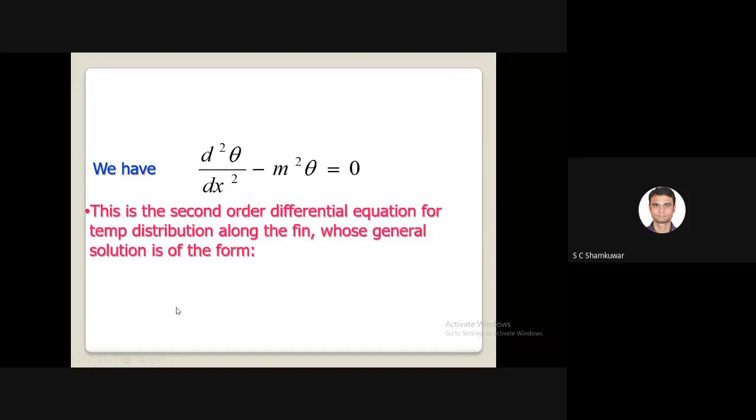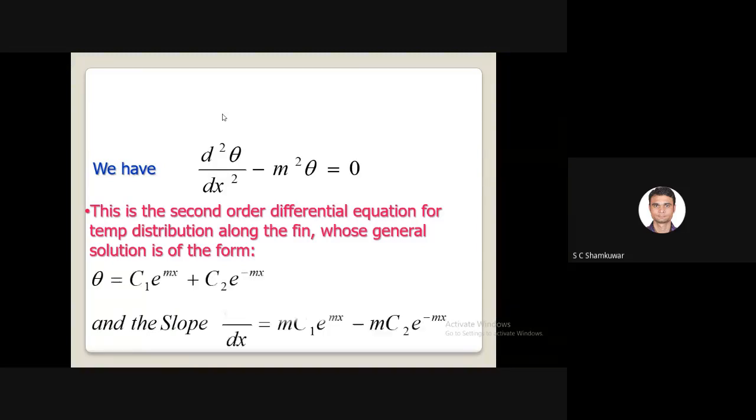Okay, so now what is this one? d square theta by dx square minus m square theta is equal to 0. This is a second order differential equation. This you have studied in M3. Now this has two solutions, complete solution and general solution. So we will focus on the general solution.